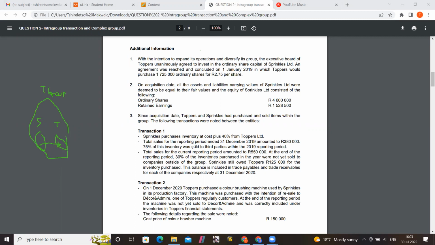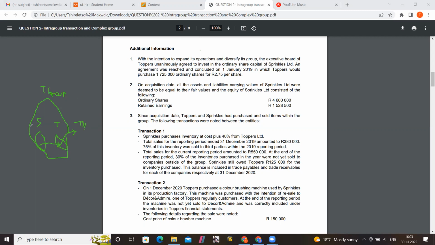And then what do they tell us here? That year, what happened? Sparkles sold to Topper, then Topper sold 75% of that stock to outside parties. Obviously, if you sold everything to outside parties, then we don't need to do anything. However, do you see that in that year, Sparkles sold to Topper, they didn't sell everything to outside parties, right?